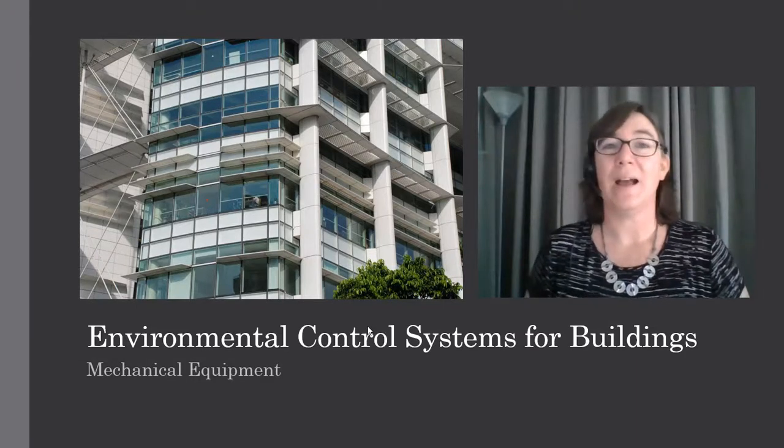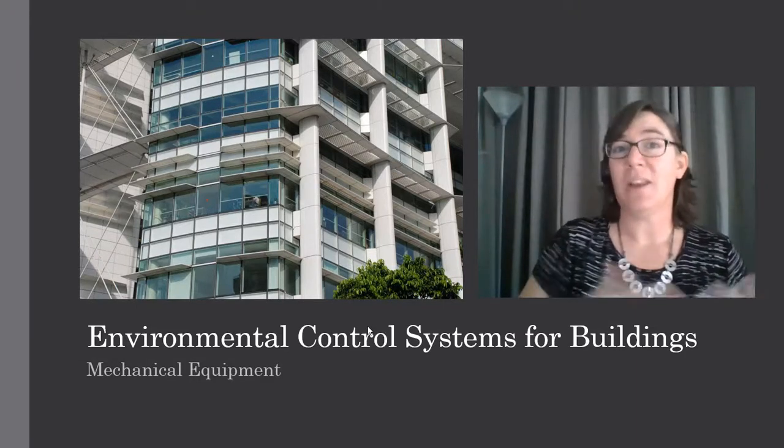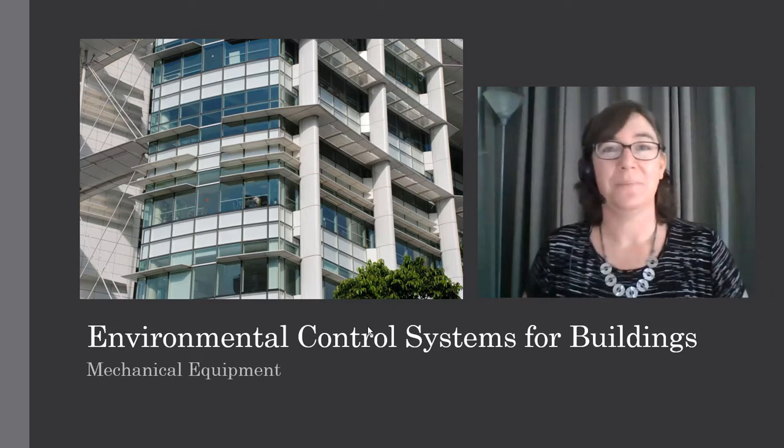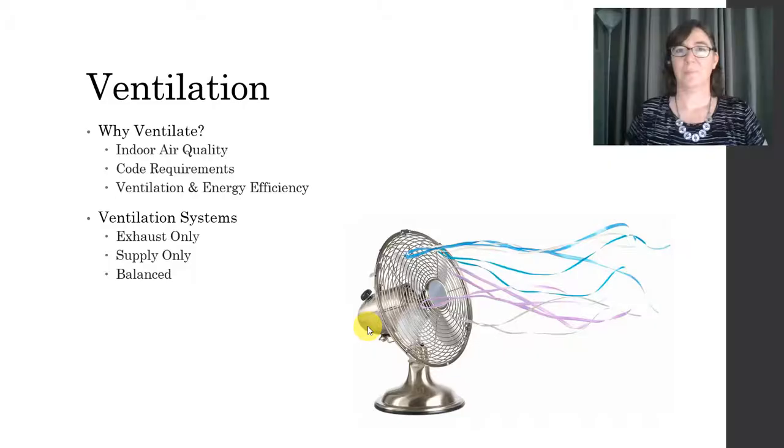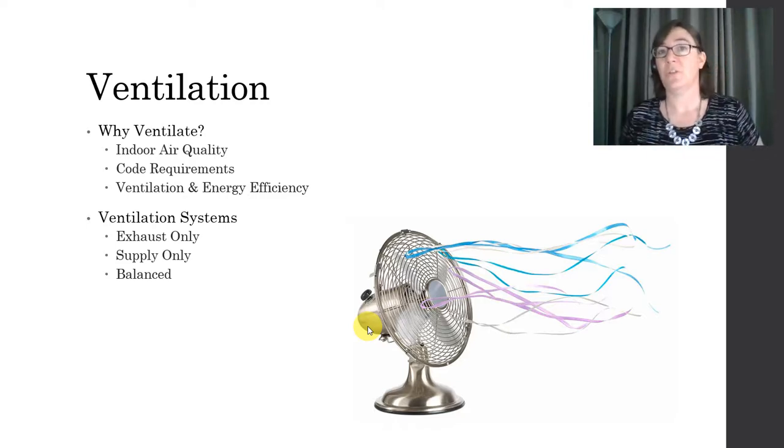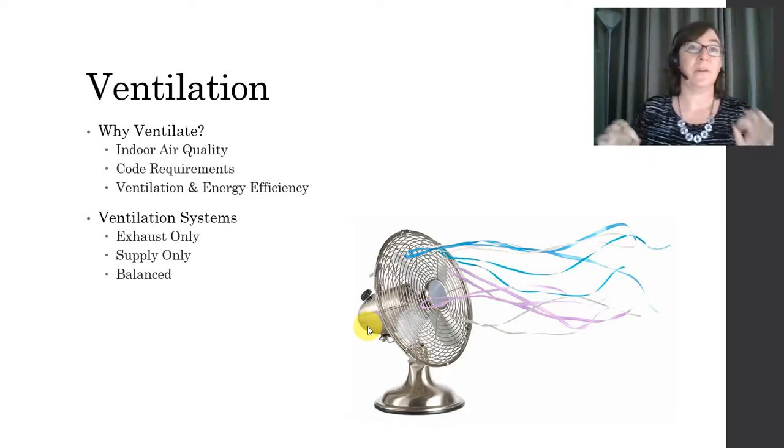Hello. In this video, we're going to cover ventilation and indoor air quality. First, we'll talk about what indoor air quality means and why we should ventilate. We'll cover the code requirements and tie this discussion to energy efficiency. Then we'll talk about different types of ventilation systems. They are exhaust only, supply only, and balanced.